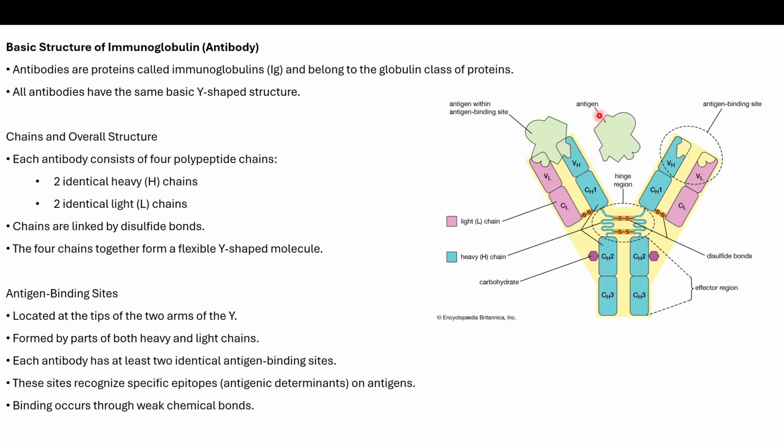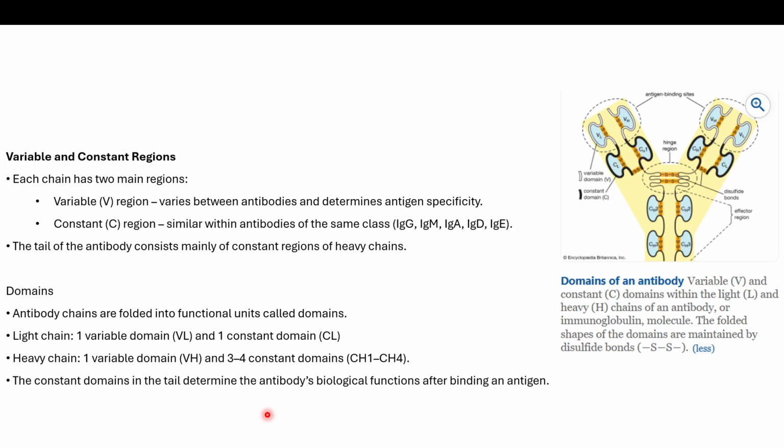So in this scenario, if this light green one is an antigen, then these regions are its epitopes, which are getting recognized by the antibody. And this interaction actually occurs through weak chemical bonds.